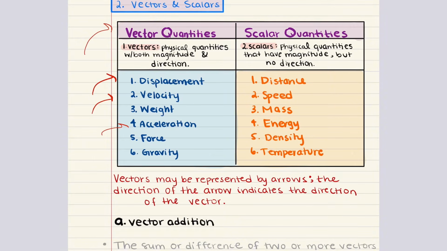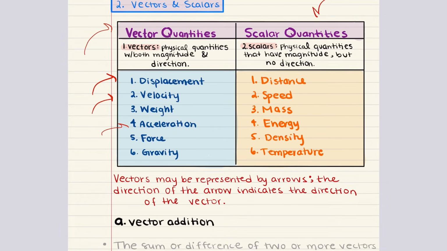Similarly, acceleration provides insight into how quickly an object changes its velocity, which is crucial for understanding dynamic systems. Other vector quantities like force and weight, they describe interactions and influences that have both strength and a specific direction of action. Take gravity, for example, which consistently pulls objects towards the Earth's center.